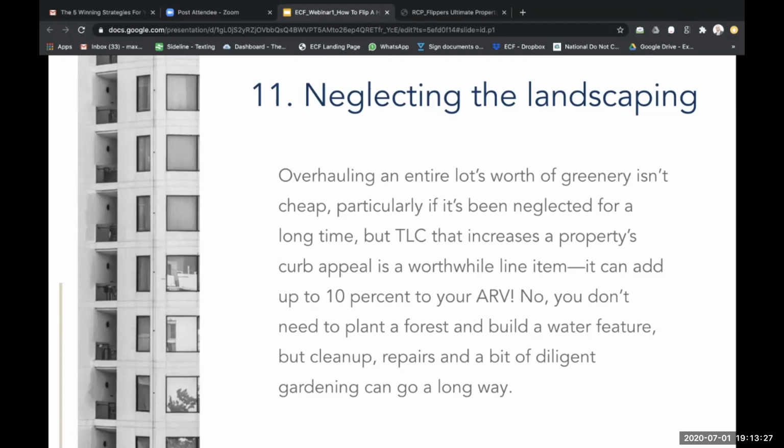And what I mean by line item is it's on that rehab checklist for the lawn. So spending whatever it costs from your lawn guy to do it, again, it's all about the appeal. It's all about the emotions of that end buyer to say, I want it and I'll pay your price. So it can add up to 10% more to your ARV.